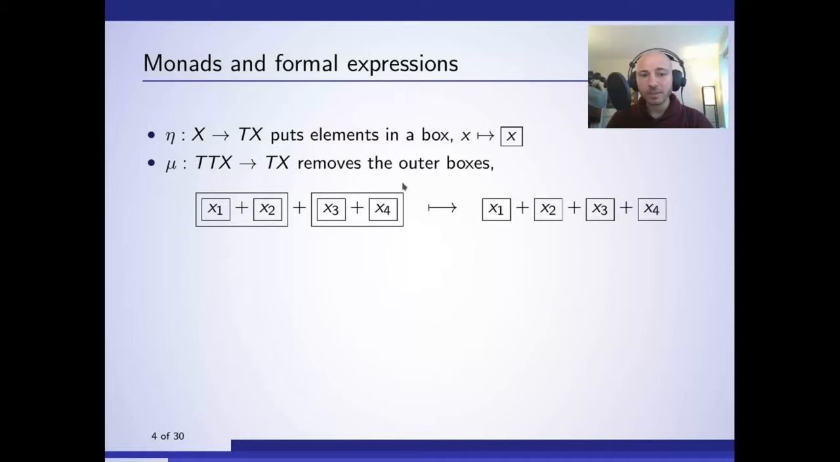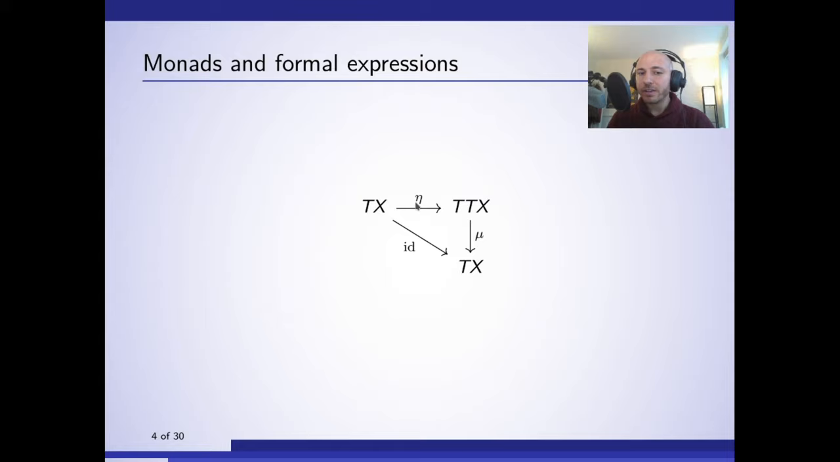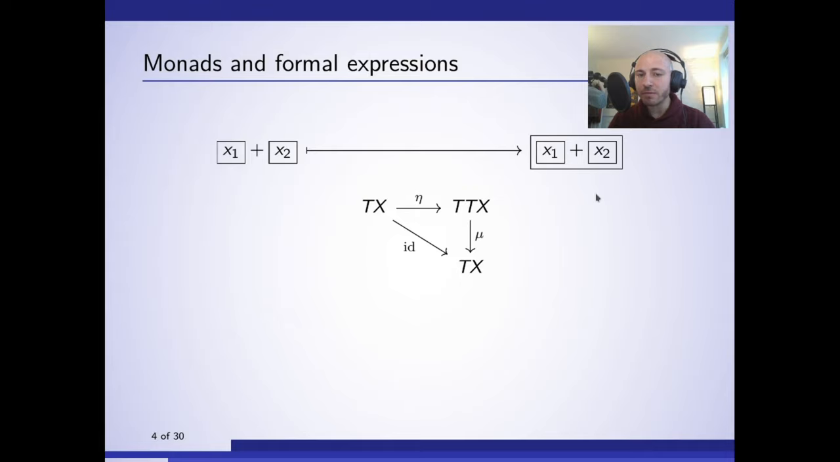And now, what do the monad diagrams say, really? The first one says that we have some boxes, and what eta does, it puts all of this inside a box. What mu does, it removes the outer box. And you see, that's the same as doing nothing. So that's what the first diagram says. If you want, it tells us that our interpretation in terms of boxes is consistent.